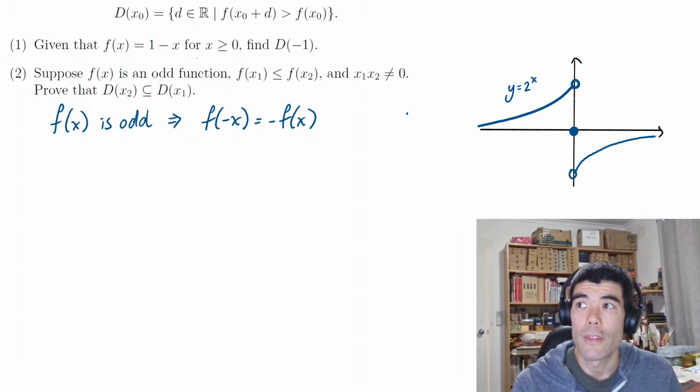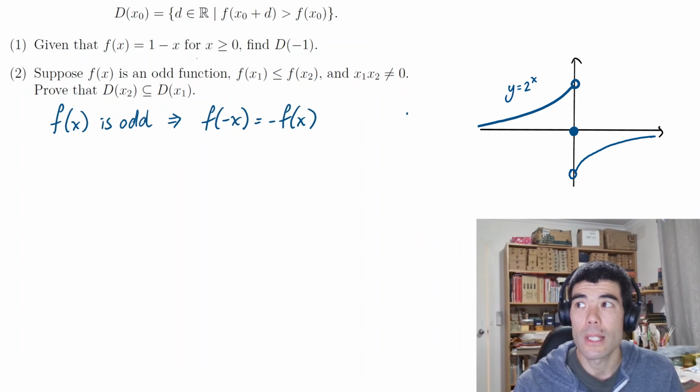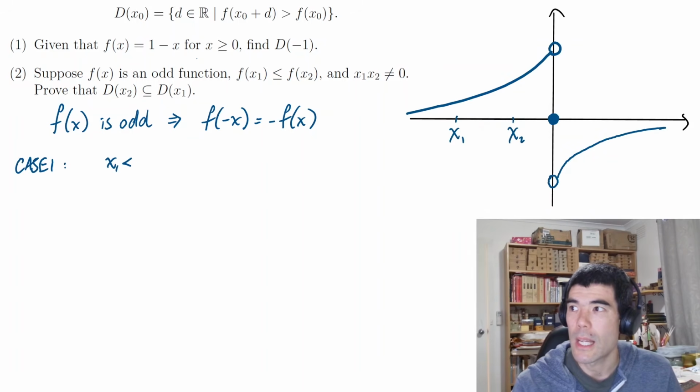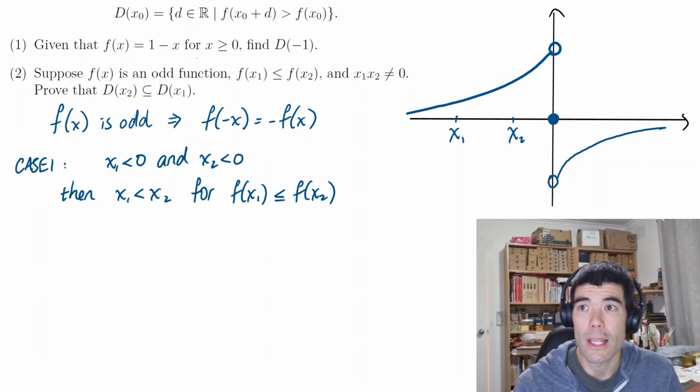Now we want to prove that if f of x1 is less than or equal to f of x2, and neither x1 nor x2 is 0, then capital D of x2 is a subset of capital D of x1. So let's start from the case where x1 and x2 are both less than 0. We must have x1 being less than x2 because we're told that f of x1 must be less than f of x2, and the function is increasing on that interval where x is less than 0.